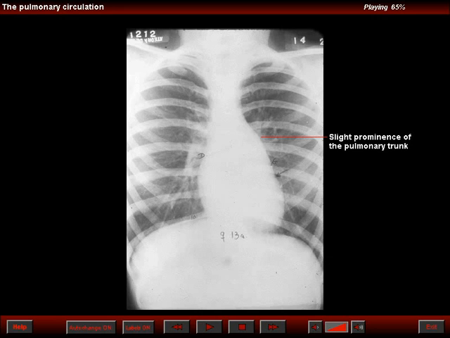This individual had no cardiac disease. In young individuals, particularly if they practice aerobic exercise, the so-called athlete's heart, may show prominence of the pulmonary trunk, and this is not a pathological condition.